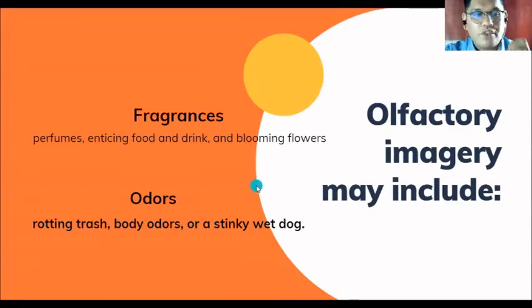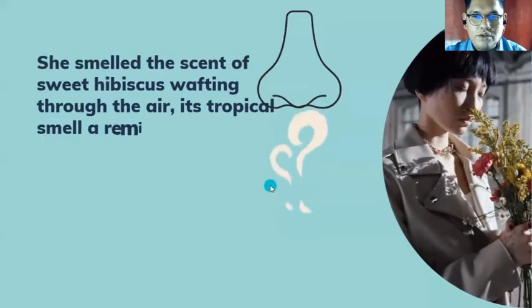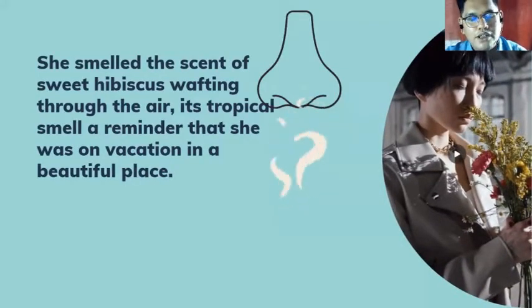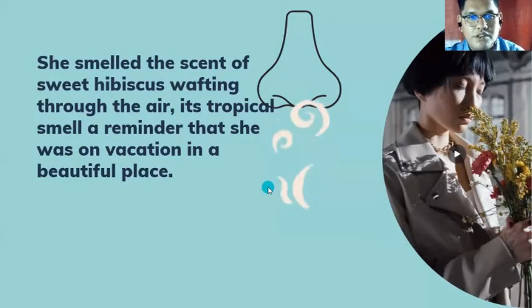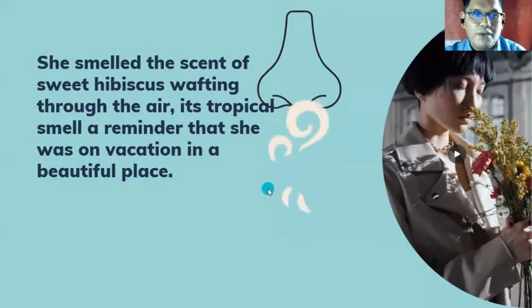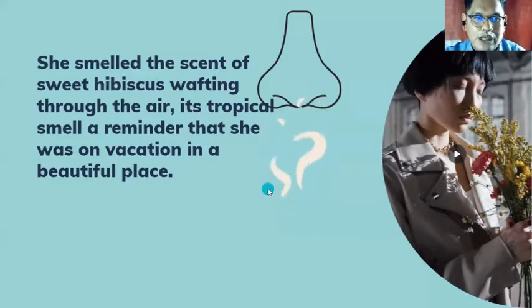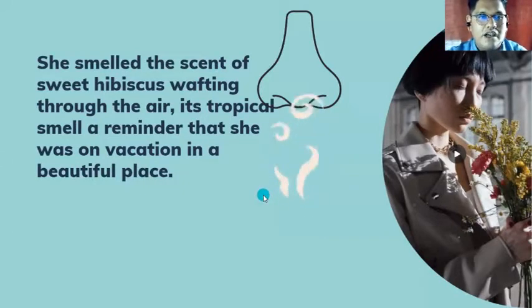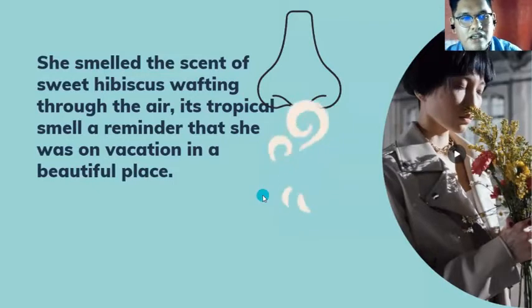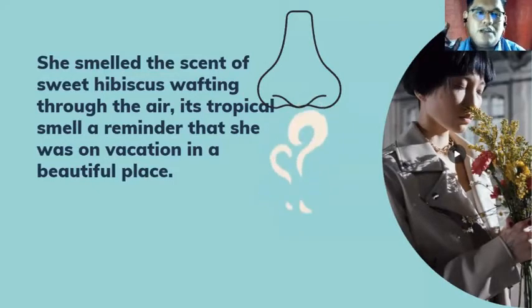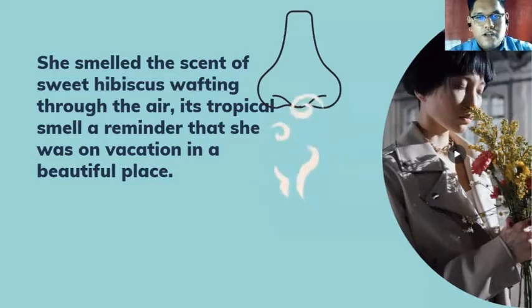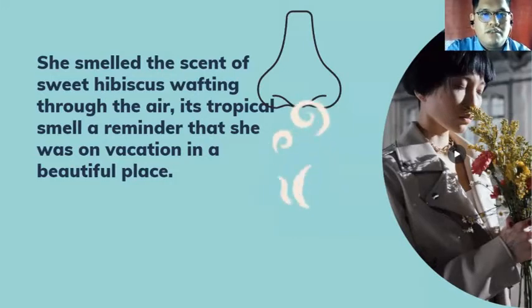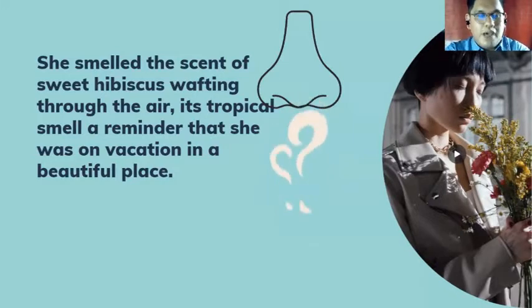Next is the odors, rotting trash, body odors, or stinky wet dogs. Okay, rotting trash is yung mga nabubulok na basura. So, sa olfactory, ito yung example, she smelled the scent of the sweet hibiscus wafting through the air, and its tropical smell a reminder that she was in a vacation, a beautiful place. Okay, that she was on vacation in a beautiful place. Okay, so the olfactory here is the scent of the sweet hibiscus and the tropical smell of it.